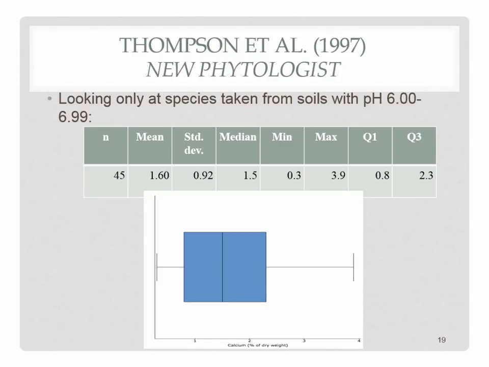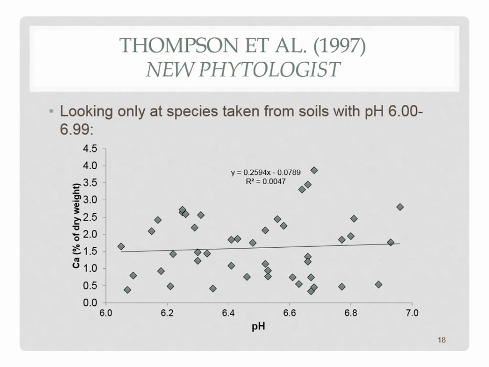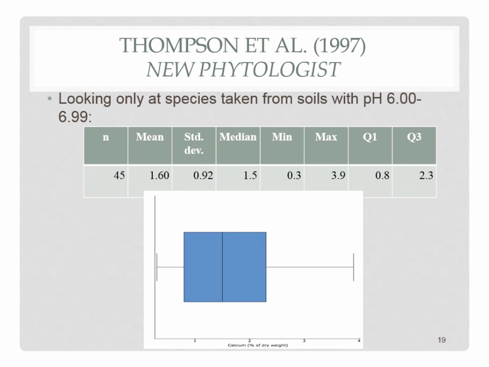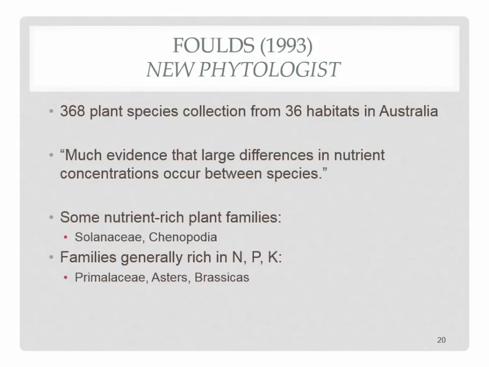So this would be those samples that I pulled in this range, 6 to 6.99, in a simple box plot showing the median at 1.5. Earlier we saw that the stinging nettles had the maximum there at almost 4%. So the bottom line is I think there is research showing that this phenomenon does exist, and we see it in these herbaceous species.